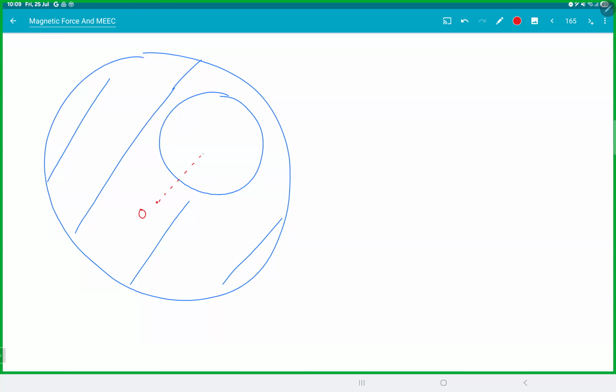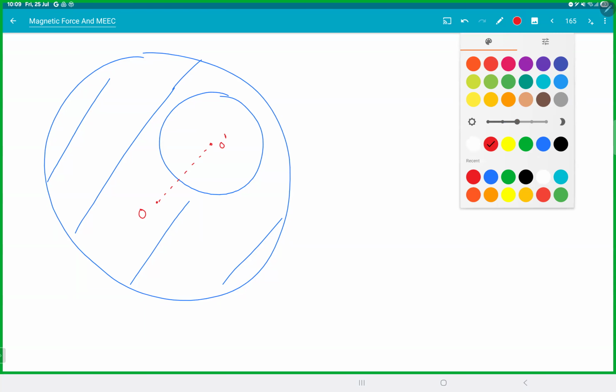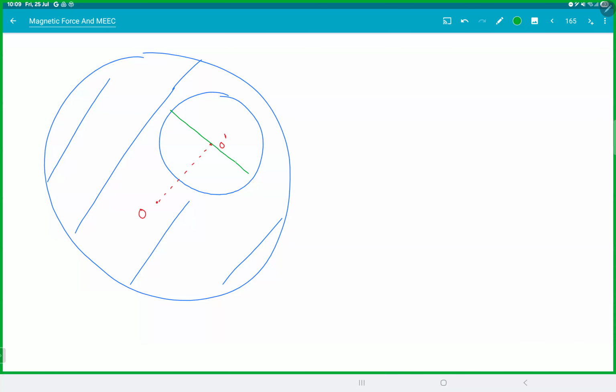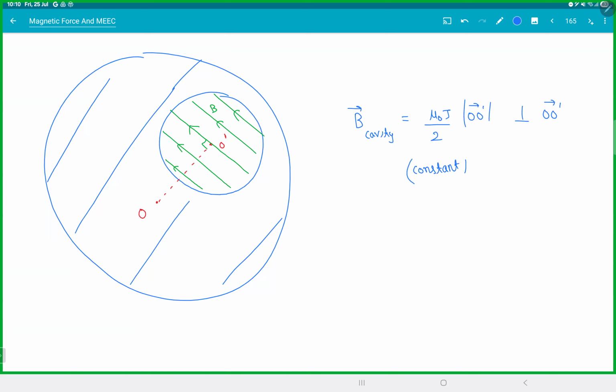This was O. This was O dash. So your field will be perpendicular to this line, and it will be constant. The field won't be along the line of O dash.